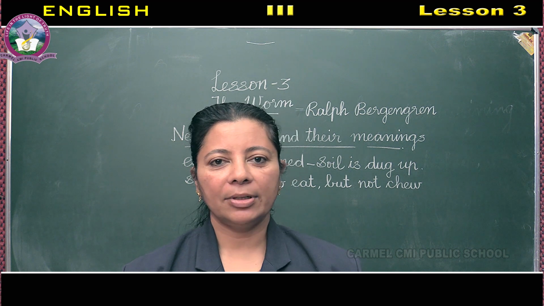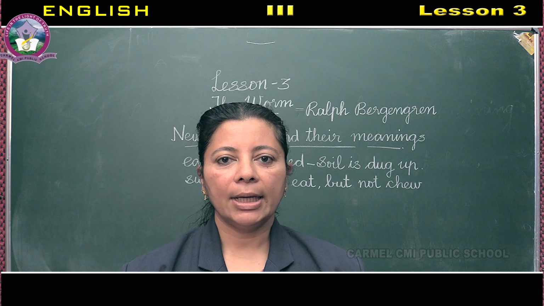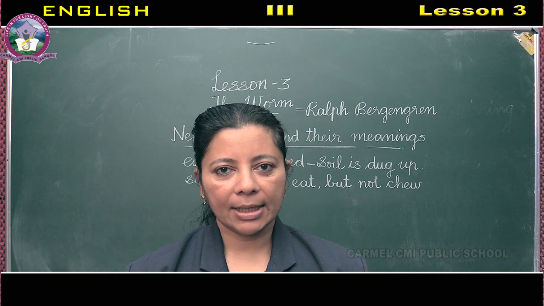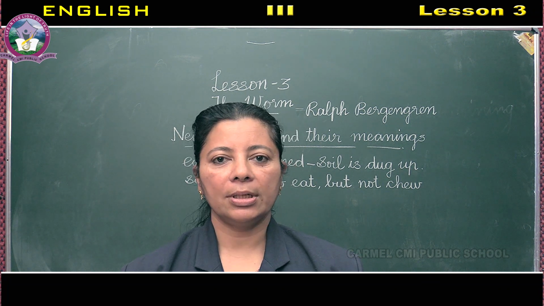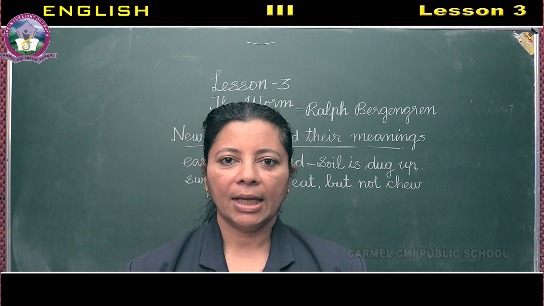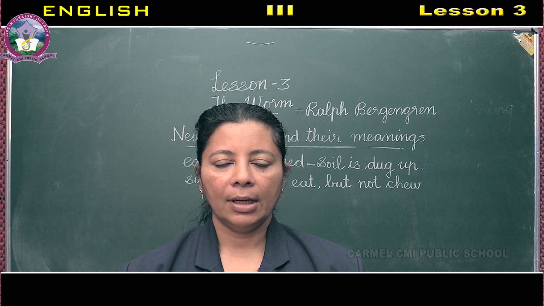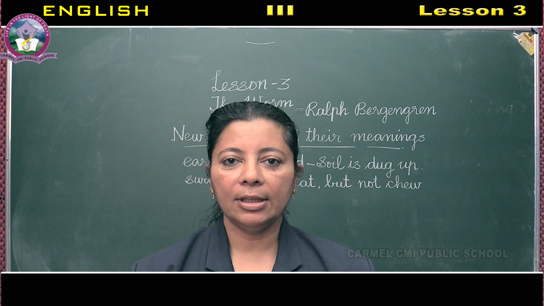Now let me say about the poet. Ralph Bergengren was born in the year 1871. He was an essayist, writer, comedian and also wrote many charming poems for the children. He died in the year 1947. Now we are going to study one of his poems, The Worm.